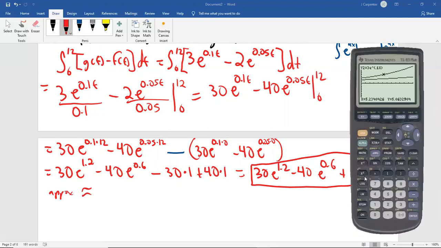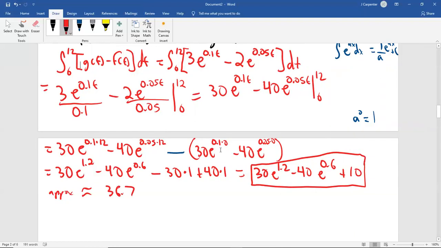So we get 30 times e to the 1.2, close the parentheses, minus 40 e raised to the 0.6, and plus 10. And we get about 36.7.